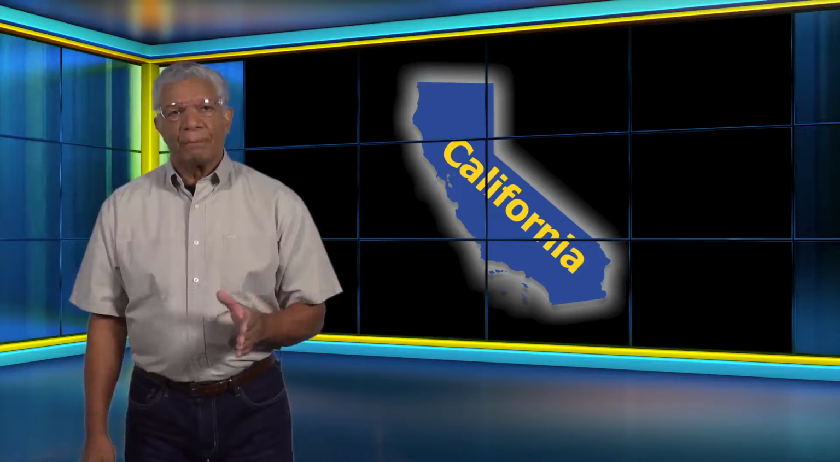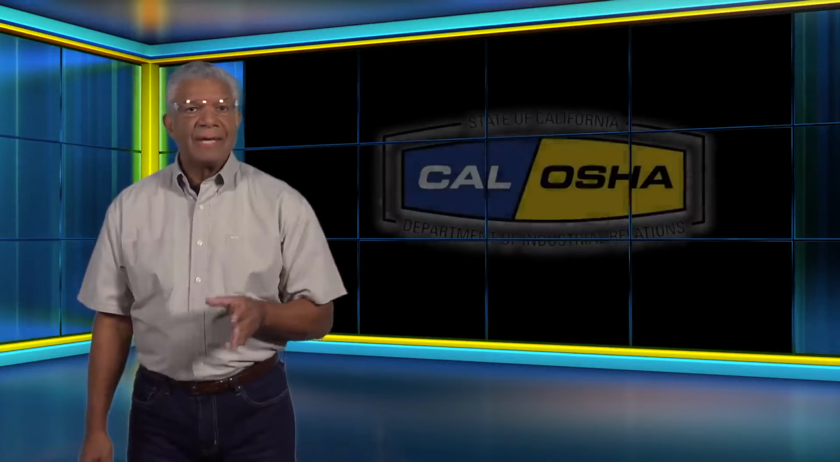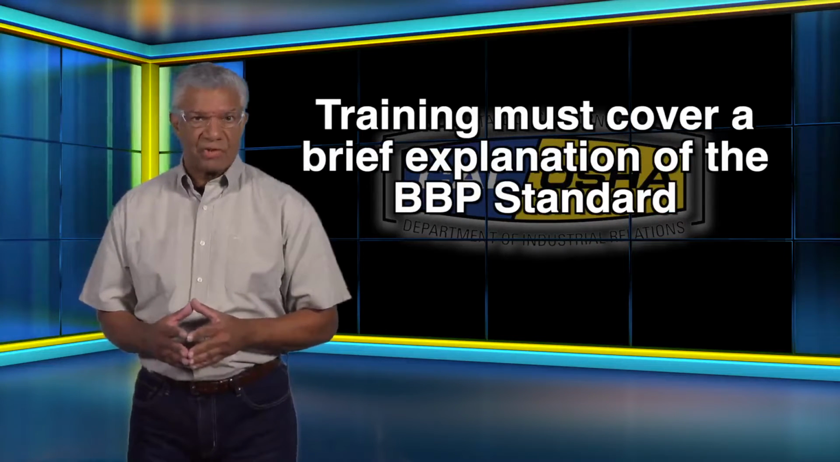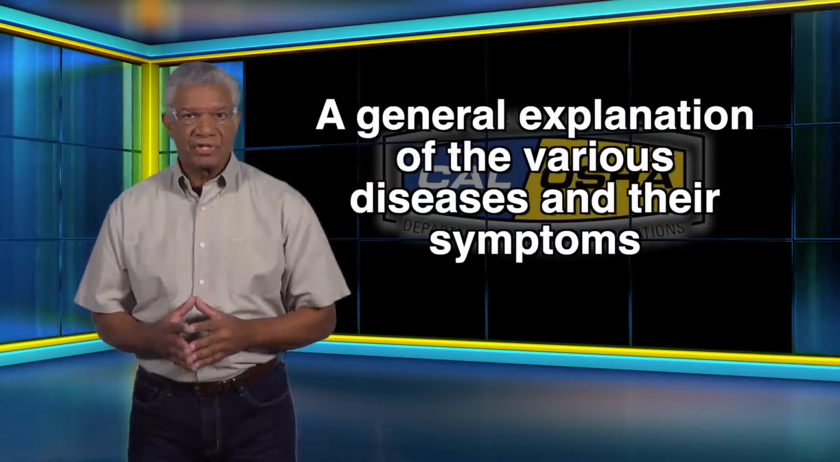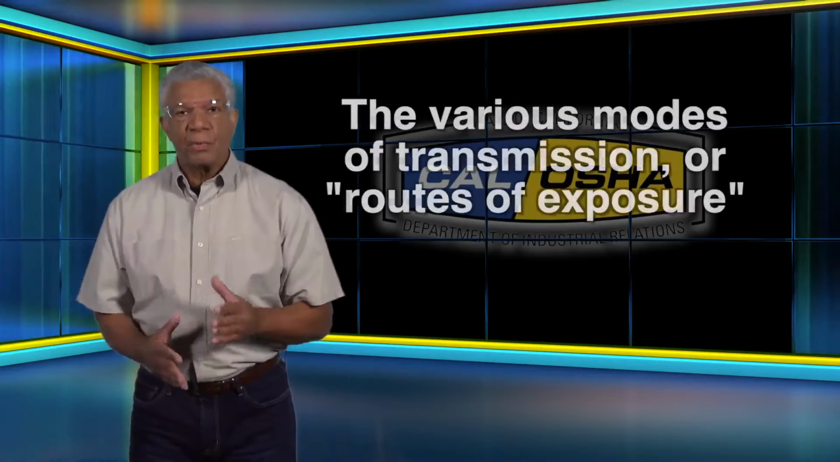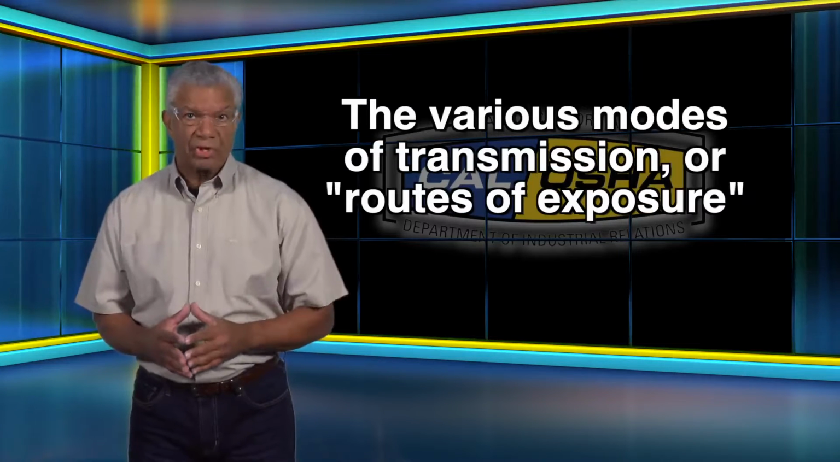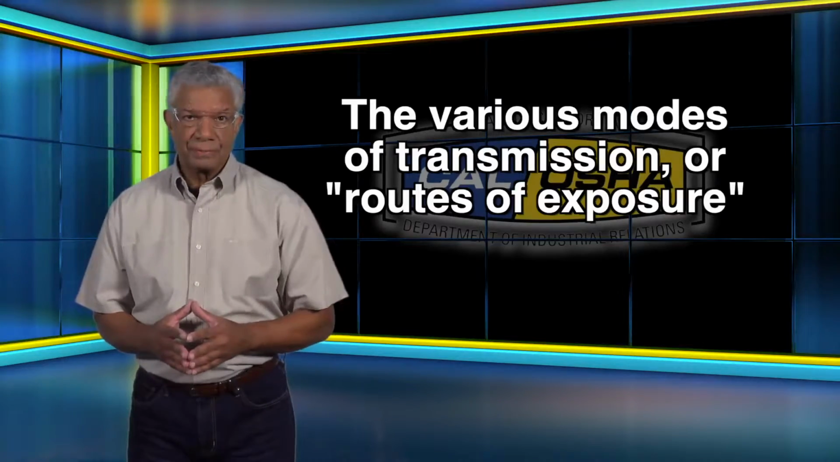In California, bloodborne pathogens training shall be provided to workers at the time of initial appointment to tasks where exposure may take place, and also at least annually thereafter. Cal OSHA requires that the training must cover a brief explanation of the bloodborne pathogen standard, a general explanation of the various diseases and their symptoms, as well as the various modes of transmission, or routes of exposure, by which bloodborne pathogens can enter the body of an unprotected person.